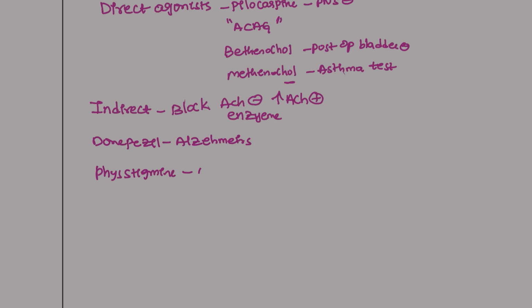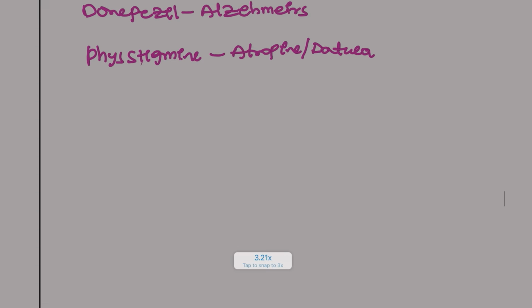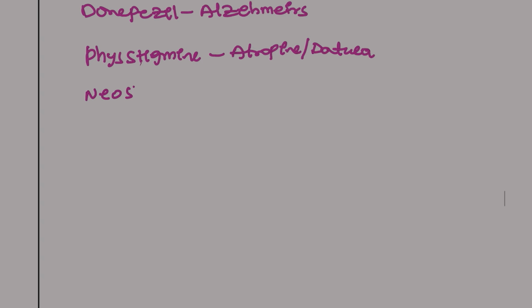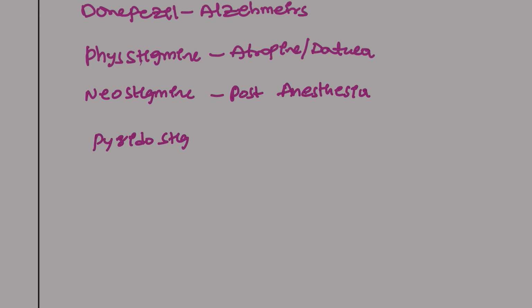just now we discussed, this is used for the atropine poisoning and also the datura poisoning. This can be given. Coming to the neostigmine, it is used for the post anesthesia patients. Okay, next also it is pyridostigmine. Pyridostigmine, it is used for the myasthenia gravis patient.